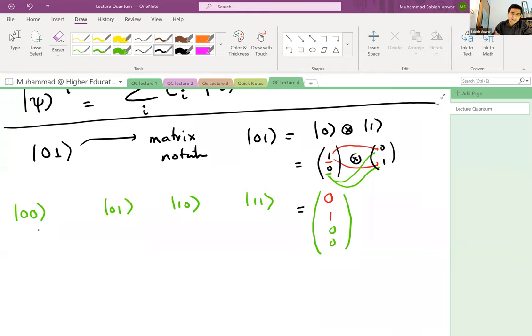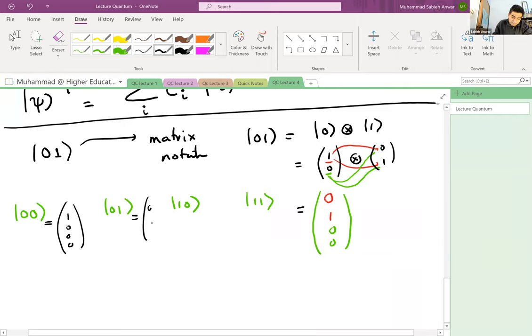And we're going to look at an example of this kind. So 00 will be represented as 1, 0, 0, 0. 01 will be represented in this fashion. 10 could be represented in this fashion. And 11 could be represented in this fashion.